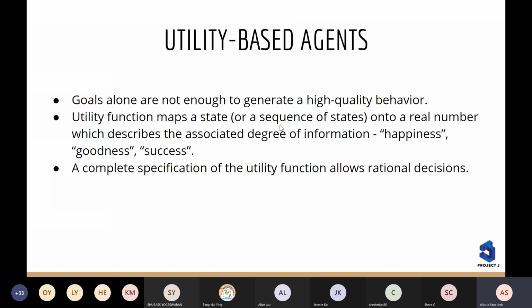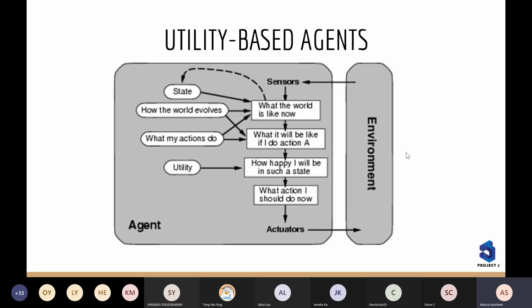Goals are not enough to generate high quality behavior, especially in some cases. So the use of a utility function is to map its performance to real numbers to describe its degree of success. For example, if our utility function is happiness, it doesn't only consider whether it's happy or unhappy. So it's not like binary feedback.